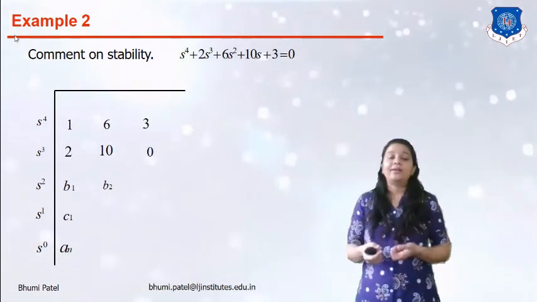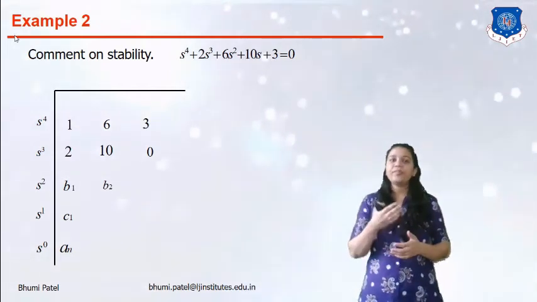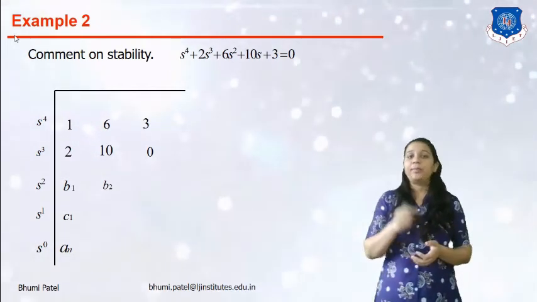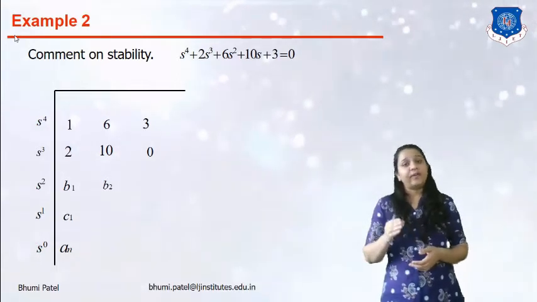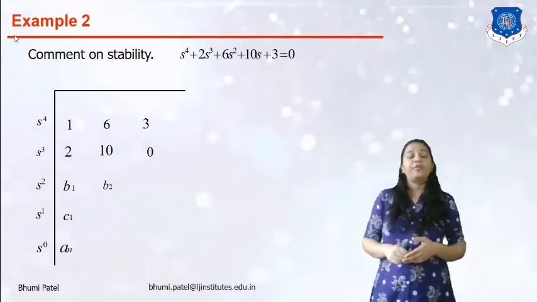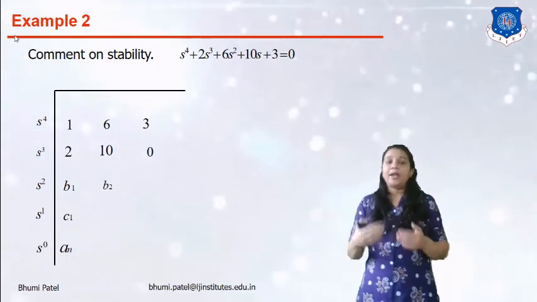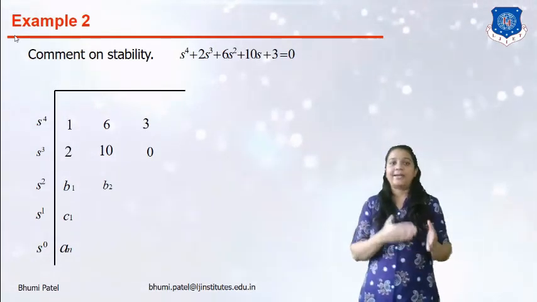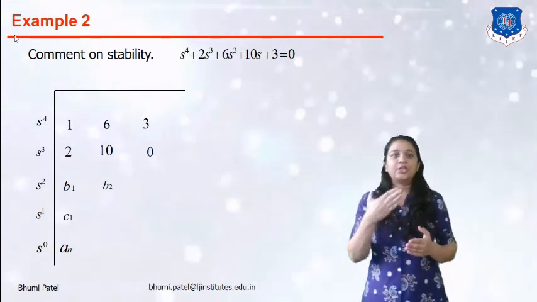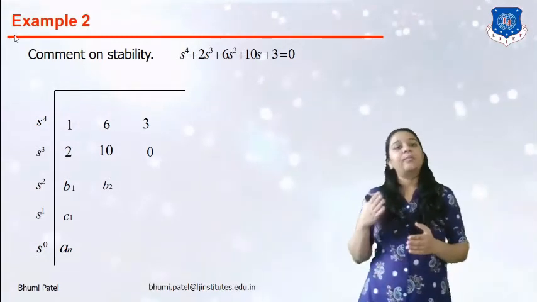After that we have to write the next term coefficient, which is 6. After that we can skip the term 10s, and then write the coefficient of the next term, which is 3. So the first row elements are 1, 6 and 3. Now for the next row, the s cube row, we have to write the coefficient of s cube.